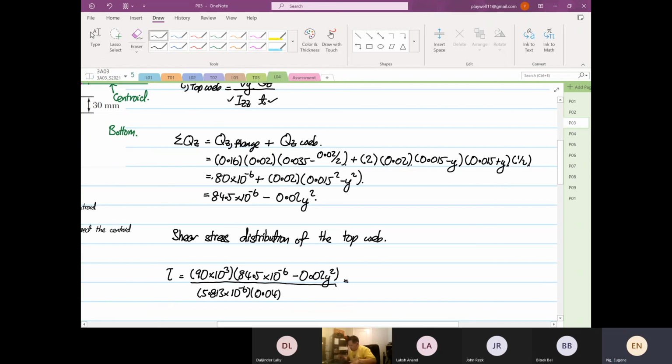So this will be equal to 90 times 10 to the power 3 times 84.5 times 10 to the power minus 6 divided by 5.813 times 10 to the power minus 6 divided by 0.04, which is equal to 32.707 times 10 to the power 6 minus 2 divided by 5.813 minus 8, minus 7.74.